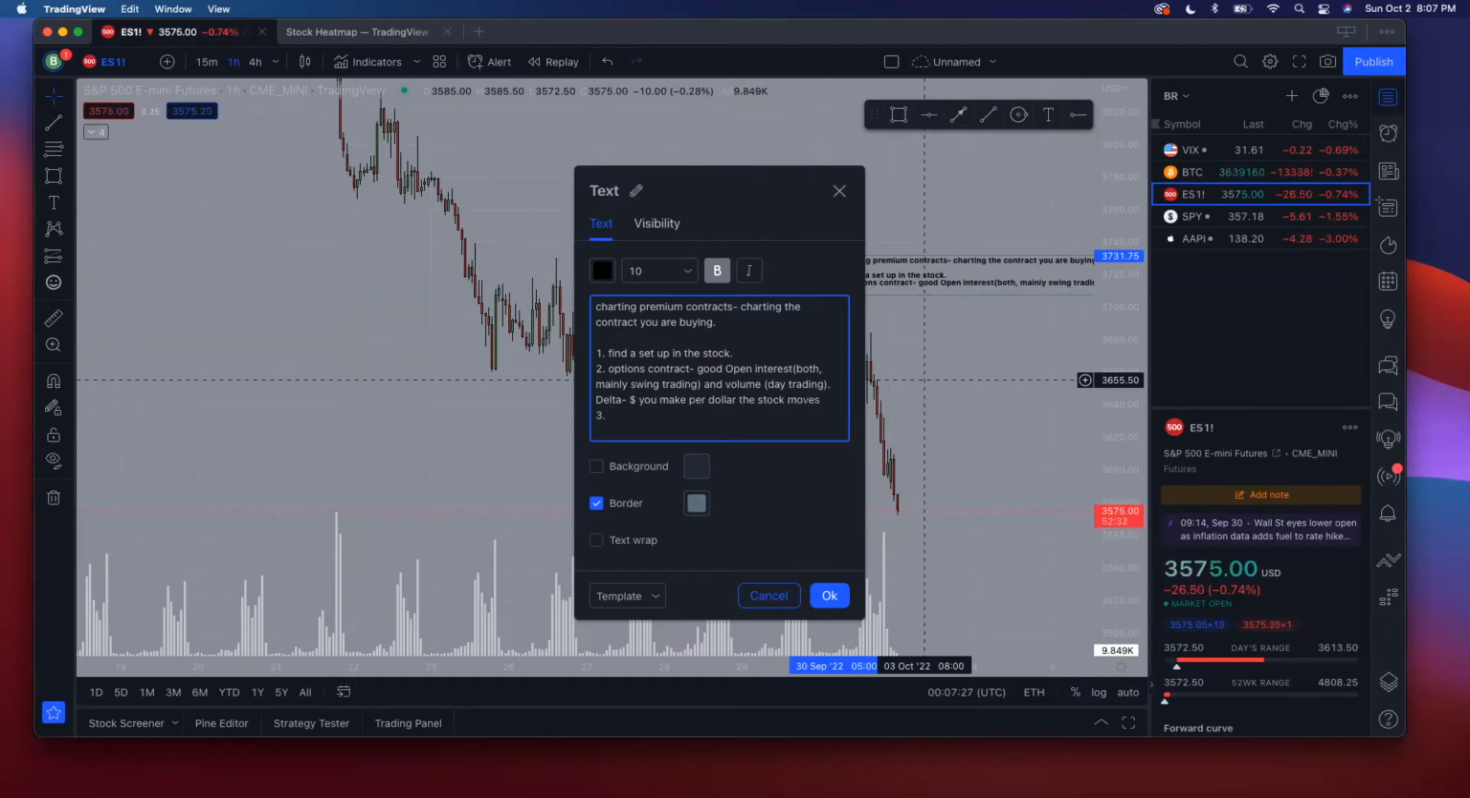So Apple moves $1, the delta is 0.50. You're going to make $50 on every dollar that it moves. Simple enough. Okay. So I don't want to spend a lot of time on options contracts. Don't make them more confusing than they are.